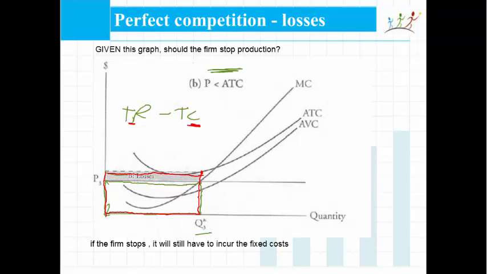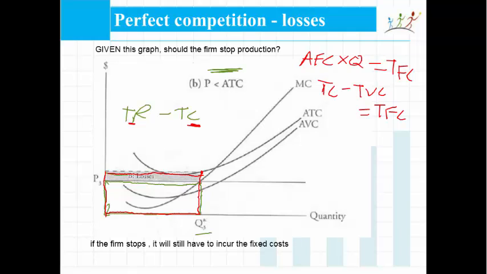The total fixed cost is simply equal to the average fixed cost multiplied by the quantity, or you can say the average total cost minus the average variable cost. Rather, the total cost minus the variable cost. The total cost minus the total variable cost is the total fixed cost. So both will give us the total fixed costs.